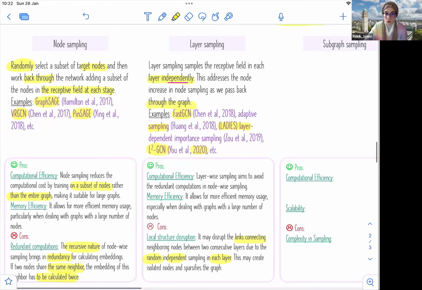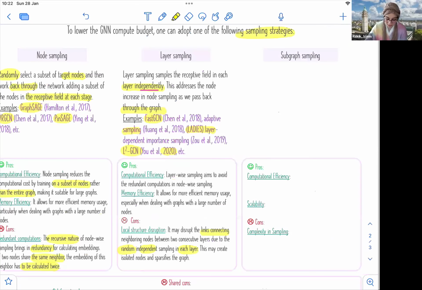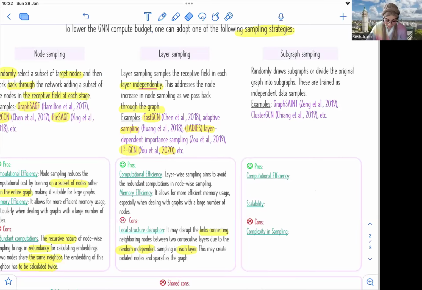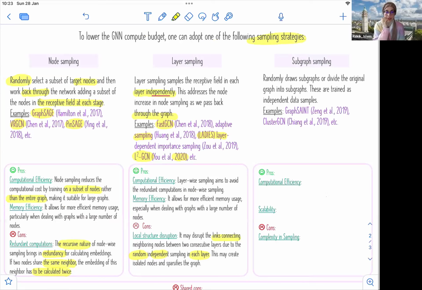The last one is subgraph sampling. For subgraph sampling, we randomly draw different subgraphs, or divide the original graph into different clusters, and these are trained as independent data samples. Each batch will be optimized: we calculate the loss for each batch and update the parameters at each batch. They are separate, so there is no overlap between them. We're breaking the graph down into smaller graphs. Examples are GraphSAINT and Cluster-GCN, which we have seen.